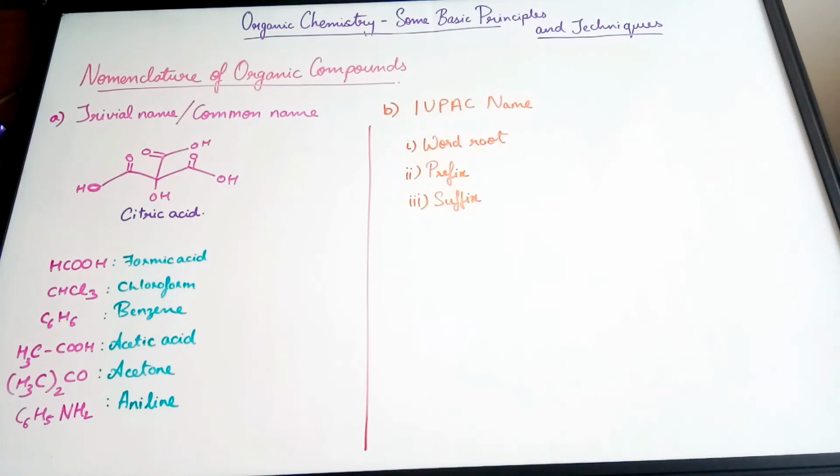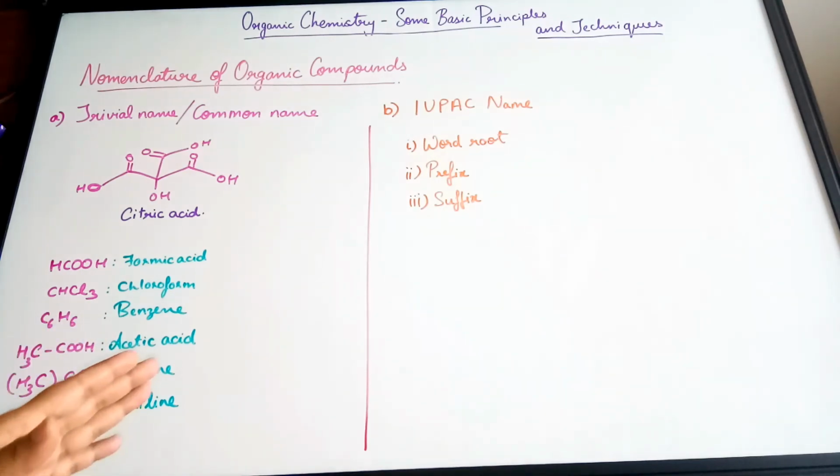So that's where the IUPAC name comes in. The IUPAC name consists of three parts: a word root, a prefix, and a suffix. And irrespective of wherever you go on this planet, if you tell the IUPAC name to another chemist, that person will understand which compound you're talking about.